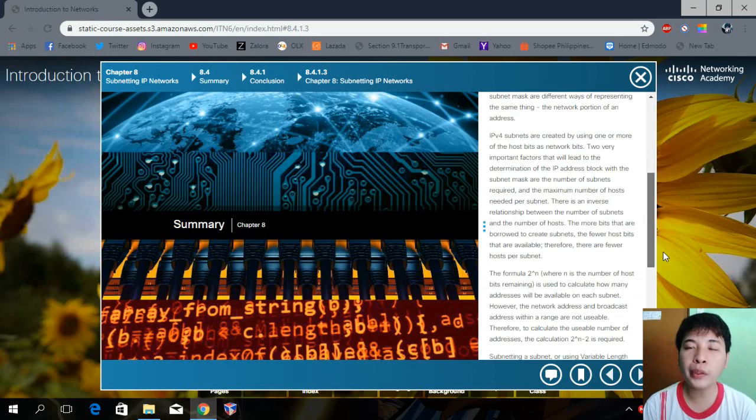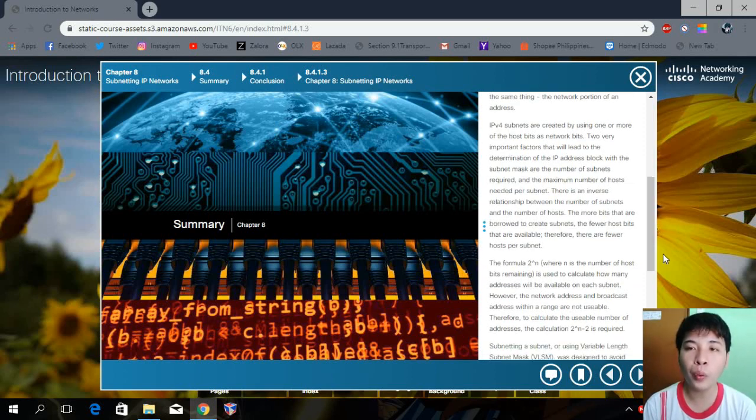IP version 4 subnets are created by using one or more of the host bits as network bits. Two very important factors that will lead to the determination of the IP address block with the subnet mask are the number of subnets required and the maximum number of hosts needed per subnet. There is an inverse relationship between the number of subnets and the number of hosts. The more bits that are borrowed to create subnets, the fewer host bits that are available. Therefore, there are fewer hosts per subnet.